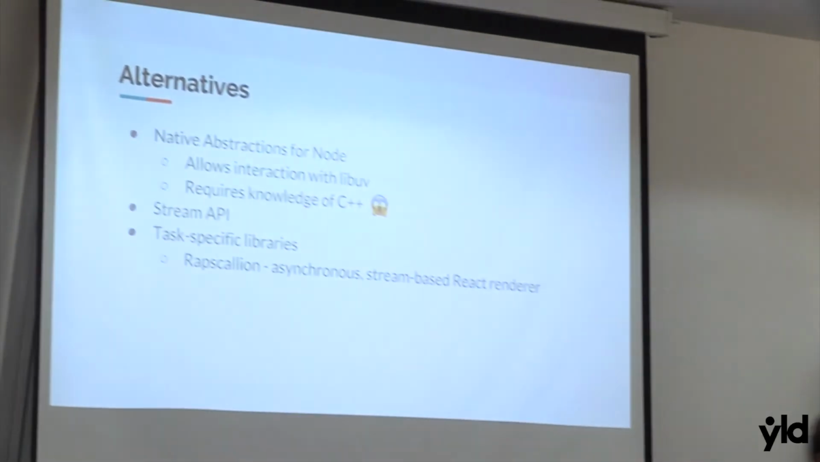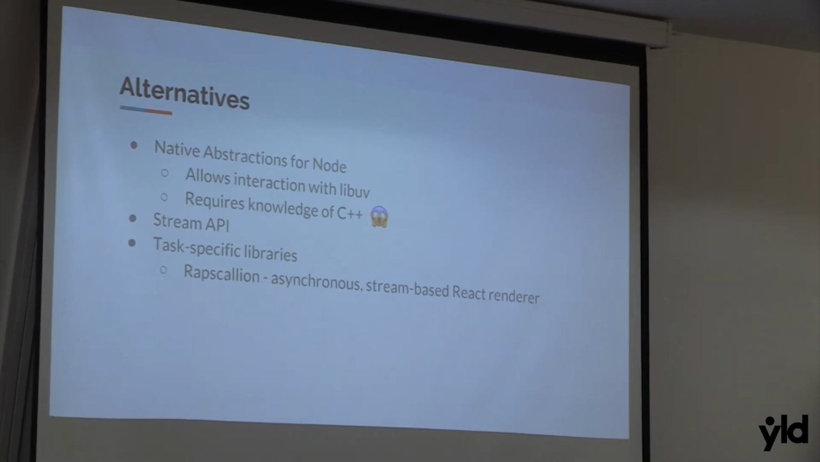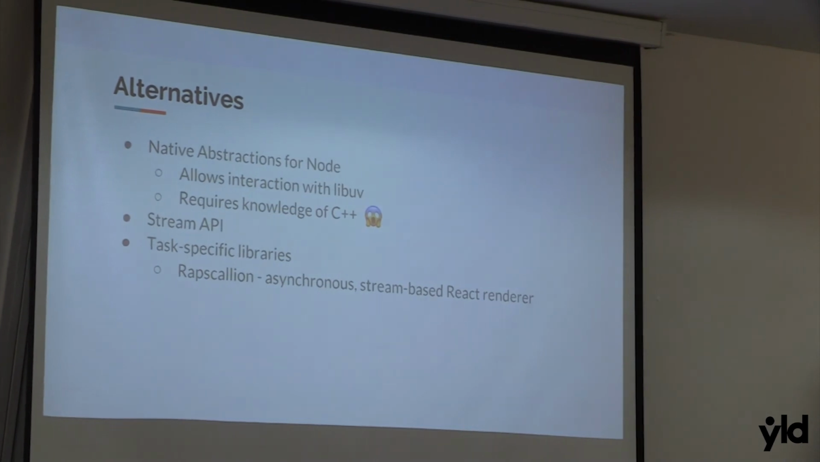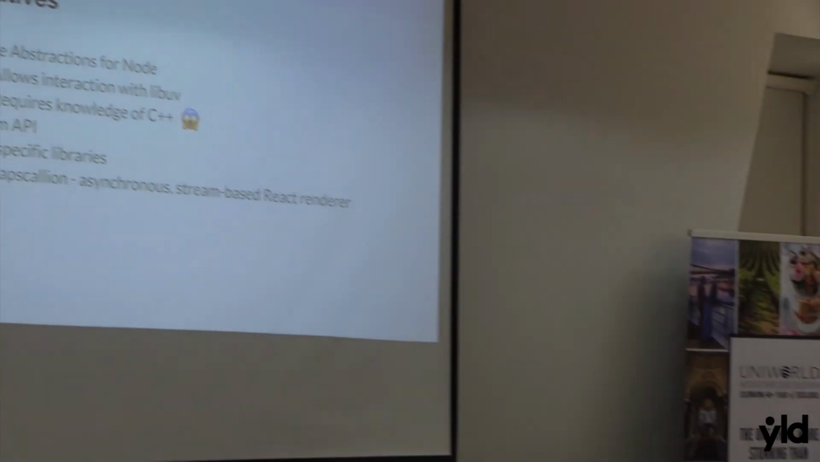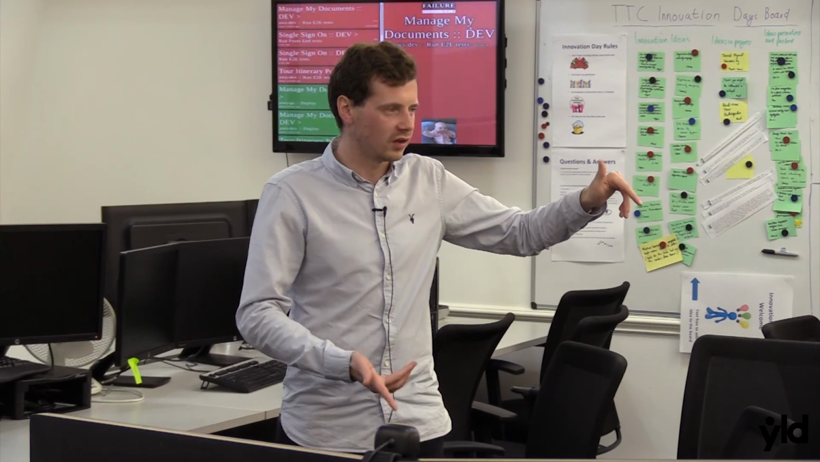And one more thing before we wrap up. There are some alternatives to which I'd like to draw your attention. So firstly, there are native abstractions for Node, so you can interact essentially between Node and libuv, which is the asynchronous I/O layer used by Node.js. However, it requires a knowledge of C++, which I don't have in much depth, so unless I start learning C++, which I want to do, that rules me out as a potential user for the time being.